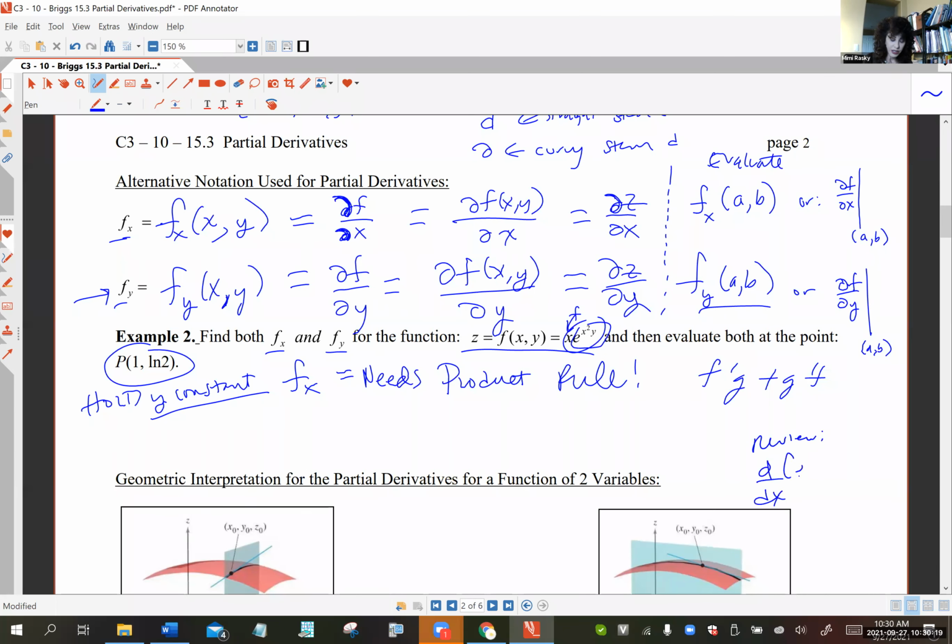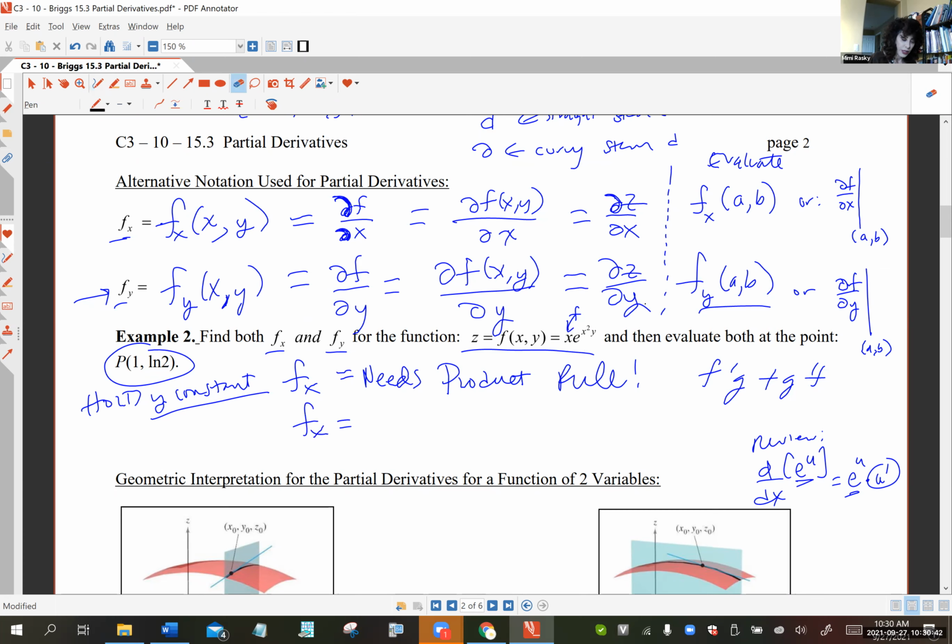When they ask you to take the derivative of e to the u, it's e to the u times u prime. So if we're doing a first partial with respect to x, the derivative of an exponential will be e to the u, and the u prime will be taking the derivative with respect to x. Okay, so here we go.